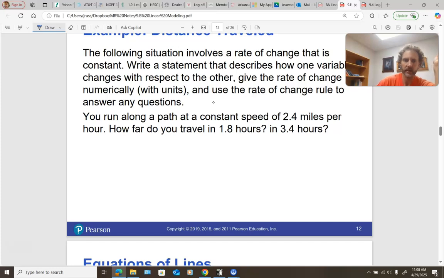Actually, you can think about it like this. Distance is equal to rate times time. Okay? Or in other words, time is our independent variable, and distance is our dependent variable, and then the rate is the same as the slope. Okay, so the rate in this particular example is this right here. It's the speed. Okay, 2.4 miles per hour. So the total distance traveled is going to be equal to 2.4 miles per hour times the number of hours, okay?